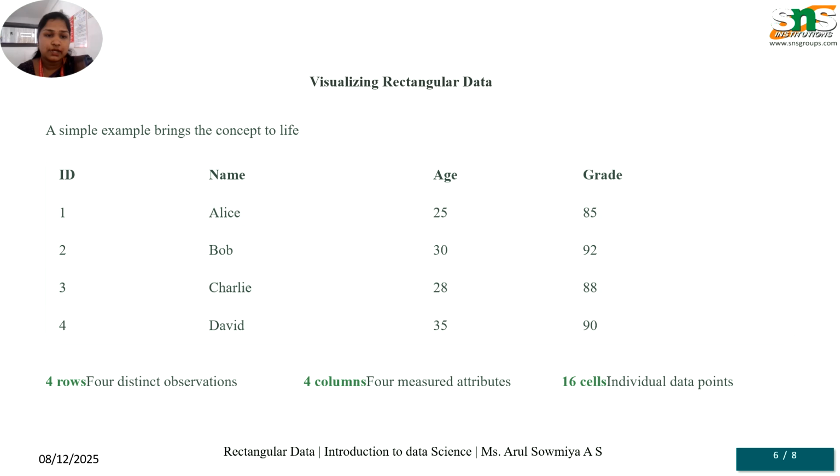The next one is visualizing rectangular data. How do we visualize rectangular data? Imagine a table which consists of ID, name, age and grade. It contains four students' names, ages and grades. Here the four rows show four students, and four columns show the ID, name, age and grade. So this is the simplest form of rectangular data.